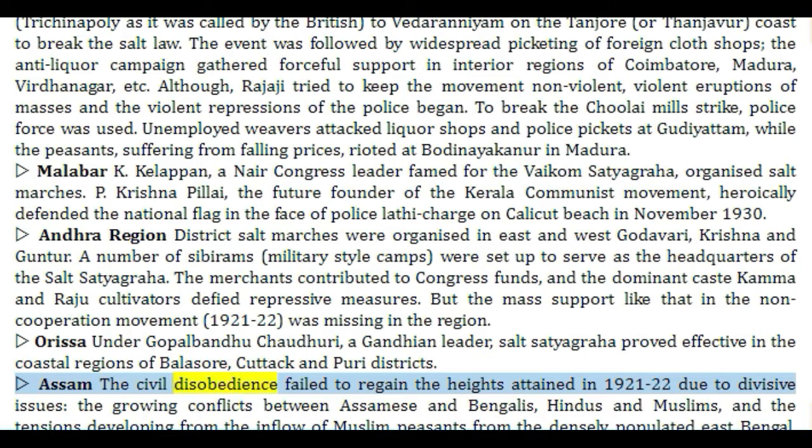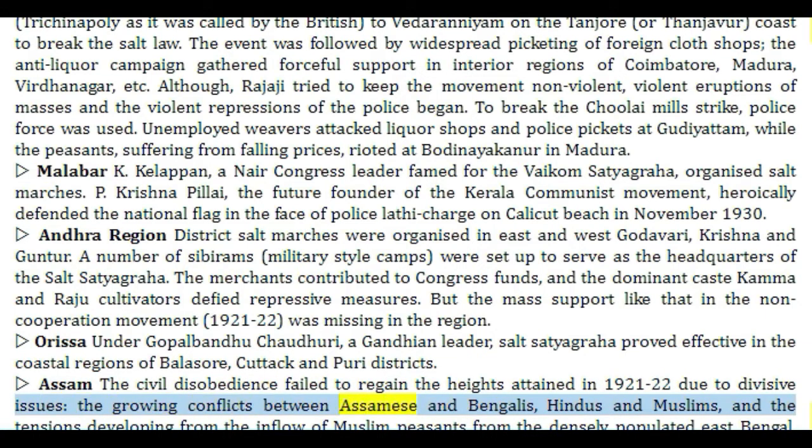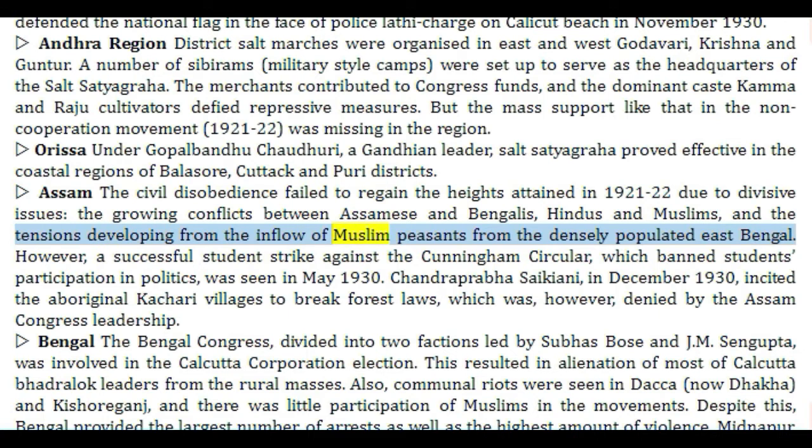The civil disobedience failed to regain the heights attained in 1921 to 1922 due to divisive issues, the growing conflicts between Assamese and Bengalis, Hindus and Muslims, and the tensions developing from the inflow of Muslim peasants from the densely populated East Bengal. However, a successful student strike against the Cunningham Circular, which banned students' participation in politics, was seen in May 1930. Chandraprabha Saikiani, in December 1930, incited the aboriginal Kachari villages to break forest laws, which was, however, denied by the Assam Congress leadership.